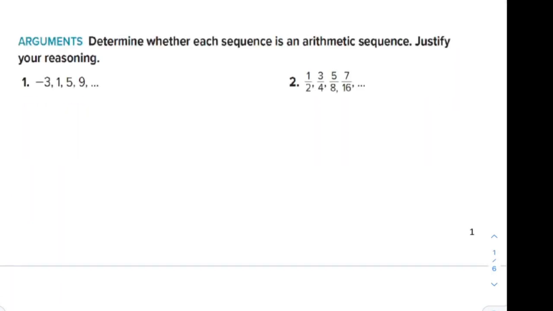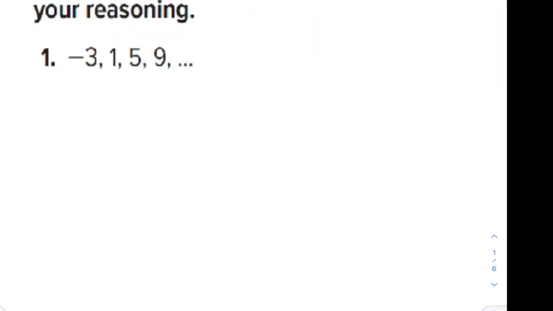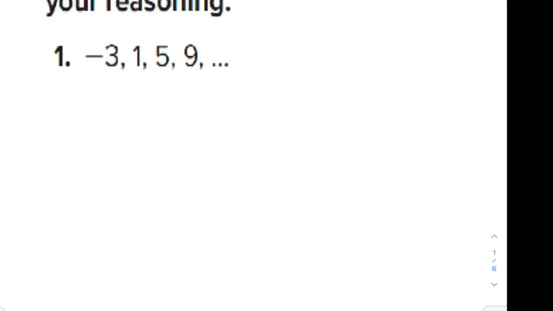Let's now solve these exercises. Determine whether each sequence is an arithmetic sequence. Justify your reasoning. Is this an arithmetic sequence? To check or to justify, we will find the difference between two consecutive terms. So the first difference is 1 minus negative 3.